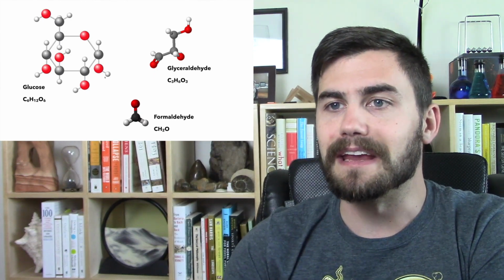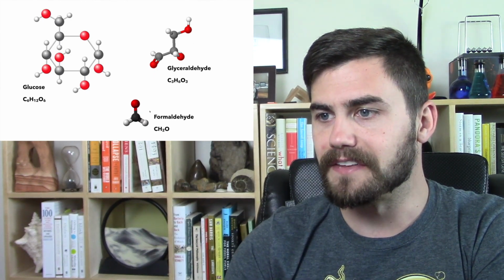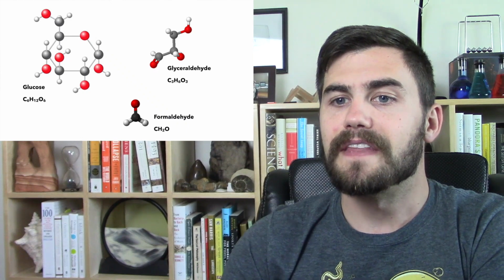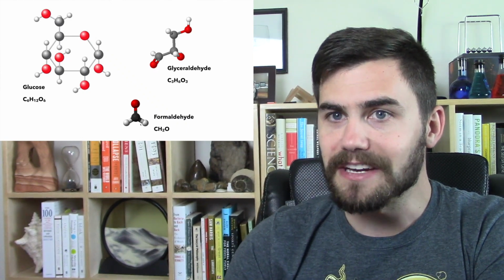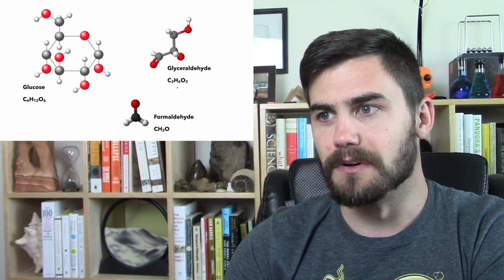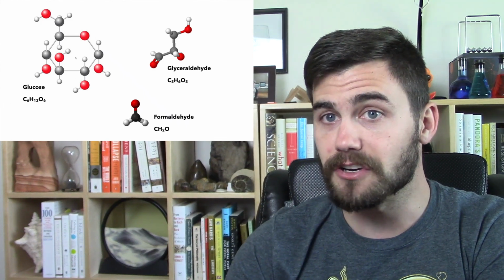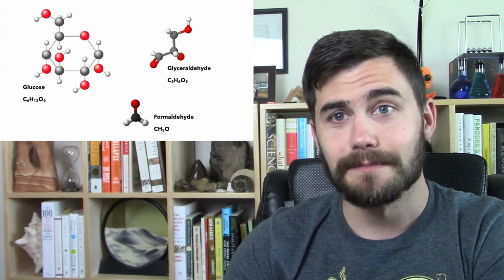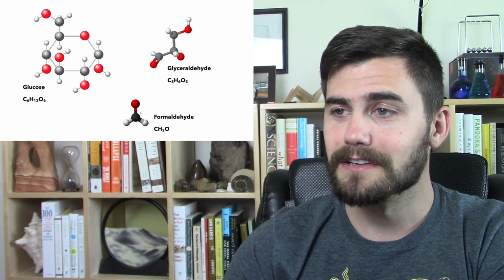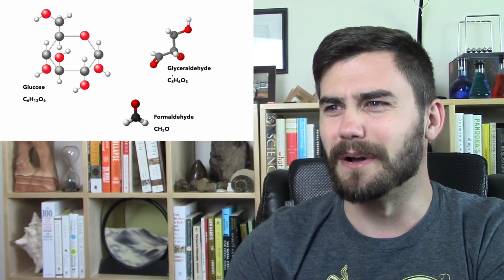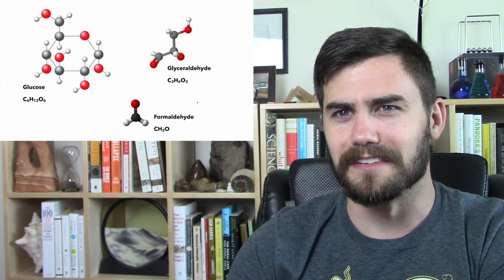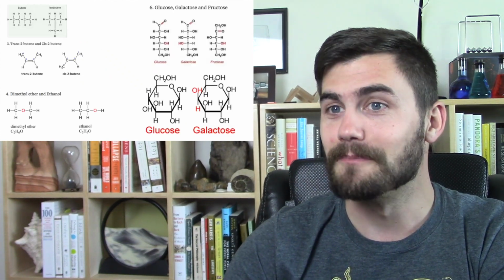So for example, here is glucose, glyceraldehyde, and formaldehyde. They all are made of the same ratio of atoms, a 1:2:1 ratio, but they're completely different molecules. Glucose is sugar, tastes good. Formaldehyde, don't taste formaldehyde. Don't ever do that, please. I don't really know what glyceraldehyde does, so I wouldn't eat that either, though.